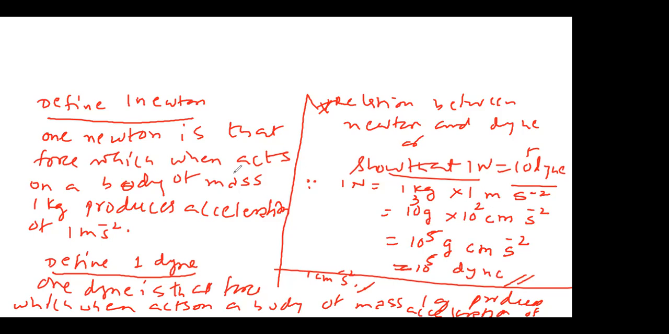So that is, of mass 1 gram produces acceleration of 1 centimeter per second square, right? Yes, see, 1 Newton is this. 1 Newton is that force which, when it acts on a body of mass 1 kg, produces an acceleration of 1 meter per second square. 1 dyne is that force which, when it acts on a body of mass 1 gram, produces an acceleration of, here I have written, 1 centimeter per second square. Okay.